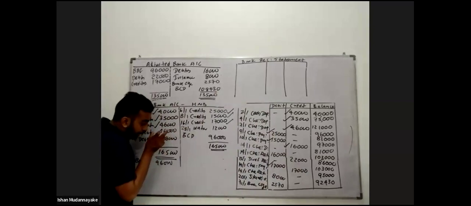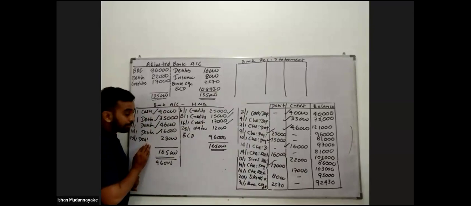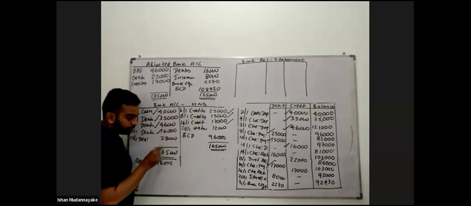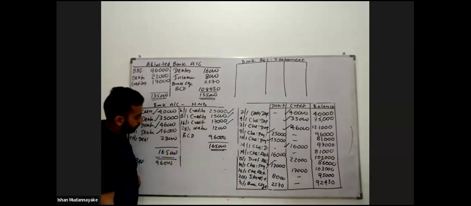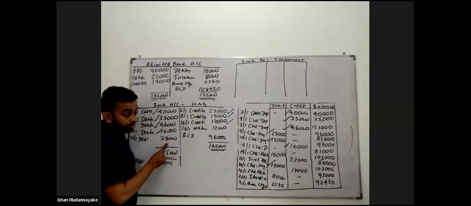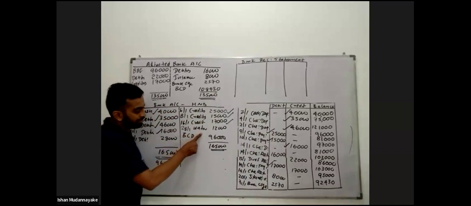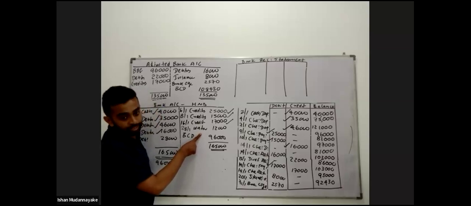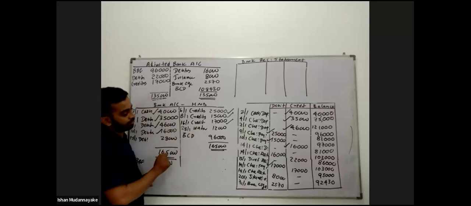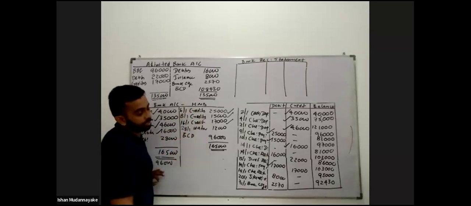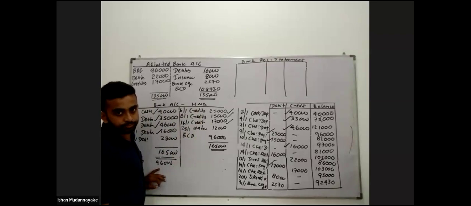These are the reasons. We deposited a 20,000 check, but the bank has not yet collected cash for that check. We issued a 12,000 check, but the bank has not yet paid cash for that check. The technical term for the 20,000 is unrealized check, and the 12,000 is an unpresented check.